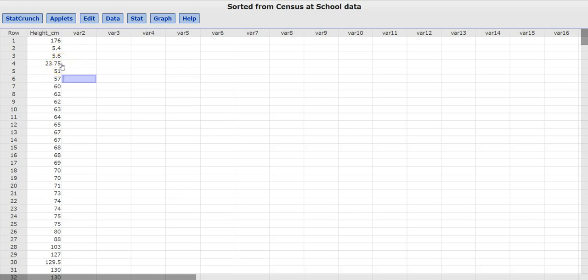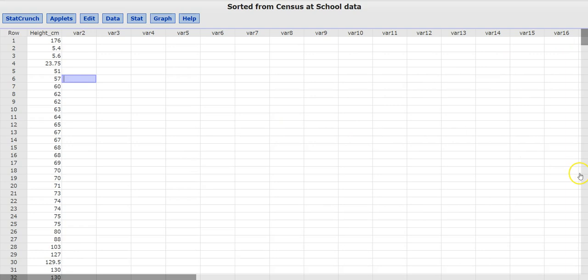23.75. Not sure what they did wrong. That might be actually their foot length instead of their height. Maybe they switched them. I'm not sure what they did here. Now the 51 through 88 here, and probably the 103, and even possibly the 127, 129, but probably the 51 through the 103, when they were measuring, they had some sort of a tape measure that started over every meter. So these are probably 151, 157. So these just need to have 100 added to them, probably all the way up to 103.